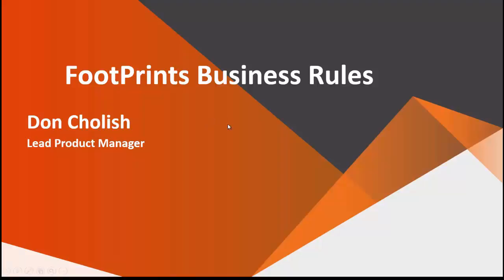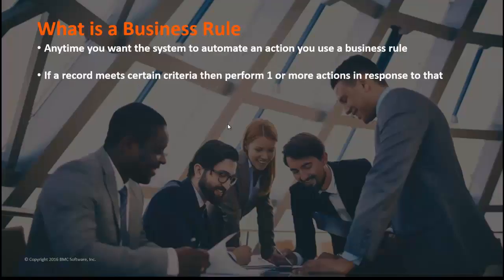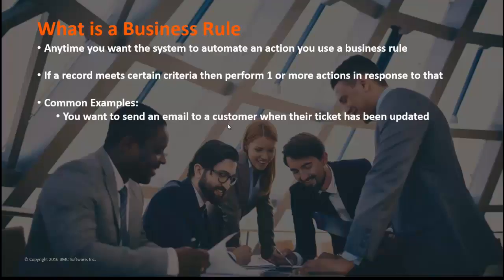We're going to discuss business rules. So first, what is a business rule? Very high level, it's really any time you want to automate something in the system, you're going to want to use a business rule. Another way to say it is really any time you want a record that meets certain criteria to perform one or more actions, you're going to have to create a business rule to do that. Those are just very generic descriptions.